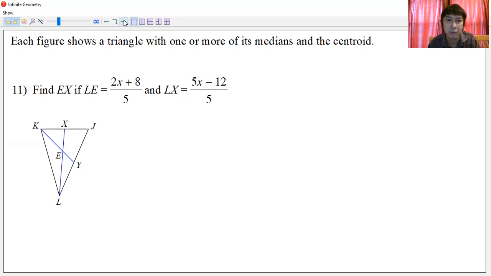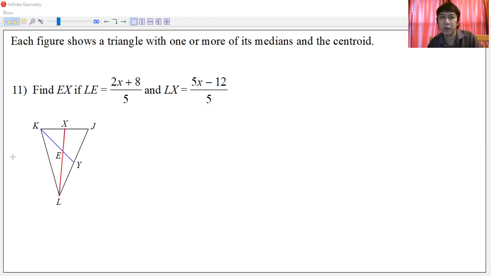And what do we have as given? We have LE, that's the longer, the two parts, and we're after the one part. Remember the median is divided into three parts, where two parts go to the longer, one part goes to the shorter. We're after the EX, which is the shorter, but the expressions given are the longer and the entire length LX. We're talking about this median here, I will mark it red.